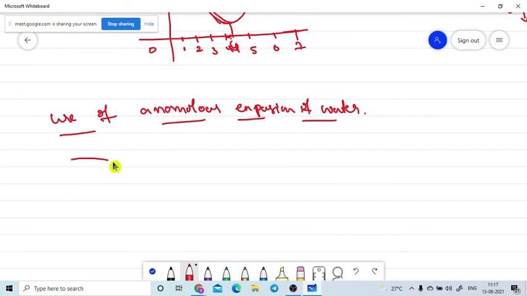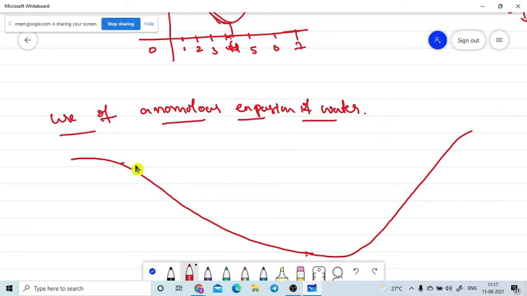Let's assume I am taking one pond or one river. Take a very deep river like this, with water in it. In the winter season, the temperature of the total surroundings will decrease. I am not taking the complete temperature decrease. Just starting from 4 degrees Celsius, the temperature is decreasing to 0 degrees Celsius. This condition only I am taking.